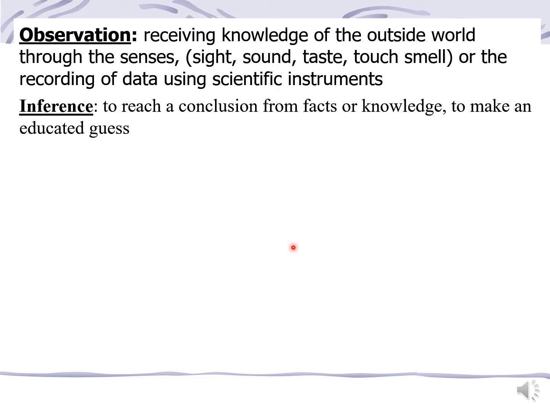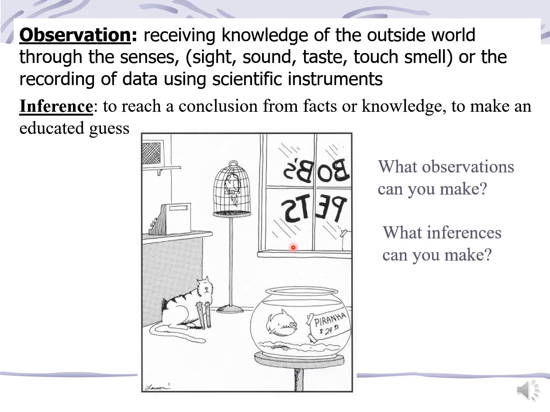So let's try and peel these two things apart from each other using an example here. Here is a cartoon. I like using cartoons for illustrating the difference between observation and inference because oftentimes humor comes from making inferences based upon observations. So we can observe, for instance, in this cartoon, several things. Again, it's a cartoon, it's visual, so all our observations are going to be visual. But we can observe, for instance, that there's a bird in a cage up here.